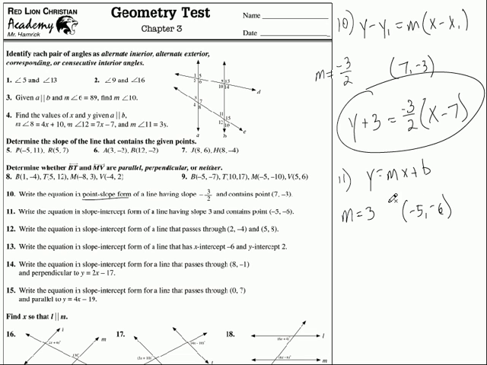So you know where the slope goes, that's easy, right? Goes right there. What about the x and the y? What goes in for x? -5. What goes in for y? -6. So what's the one thing I don't know? The b. That's what I'm going to solve for. Okay, so let's plug the stuff in and solve for b.